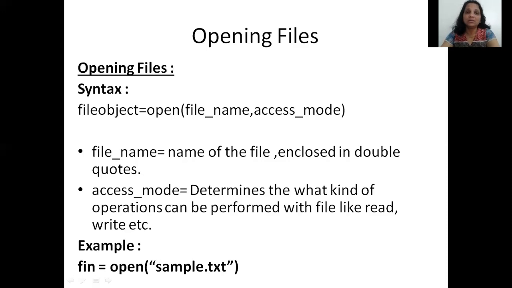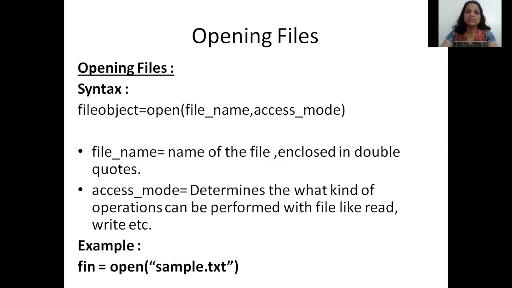Now let's learn, before we start processing the file, the first step I said is to know how to open a file. So how do you open a file? We are going to be using a function named open, which helps me to open a file. And what is the syntax? You can see on the screen, you have file object is equal to open, file name as the first parameter, comma, access mode as the second parameter.